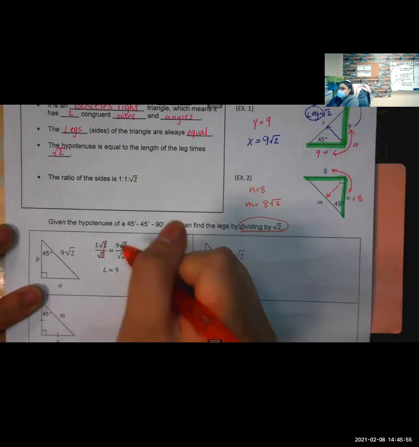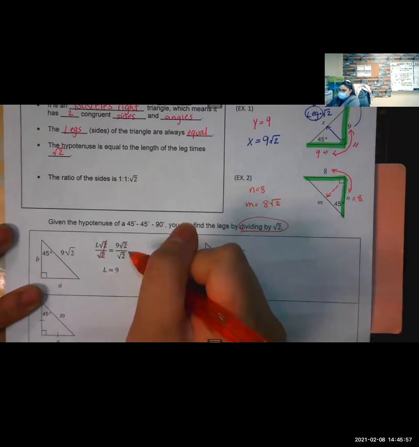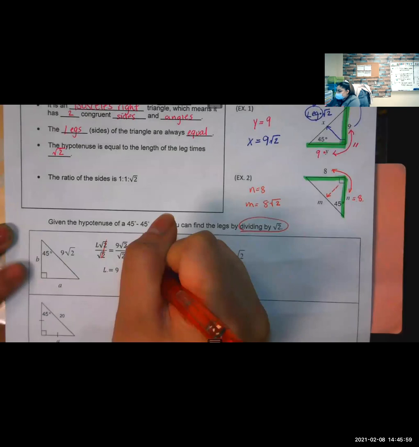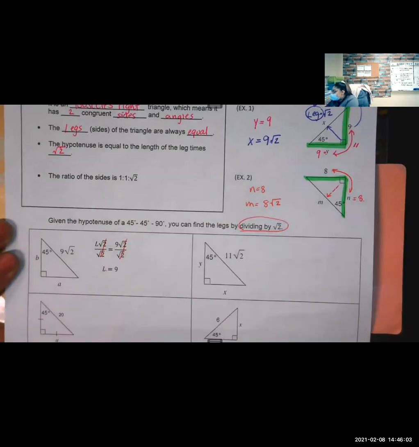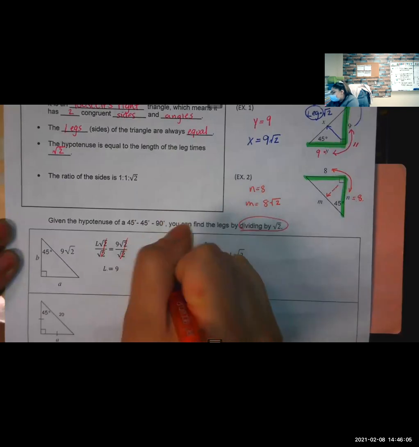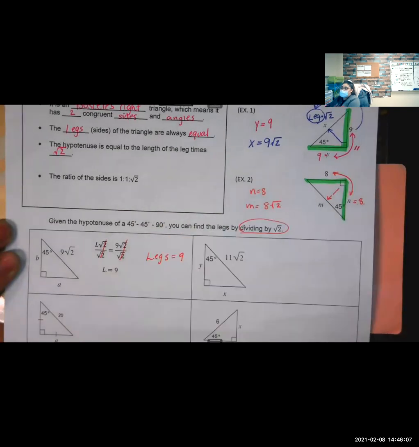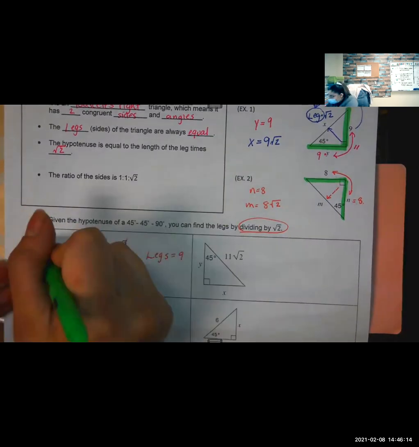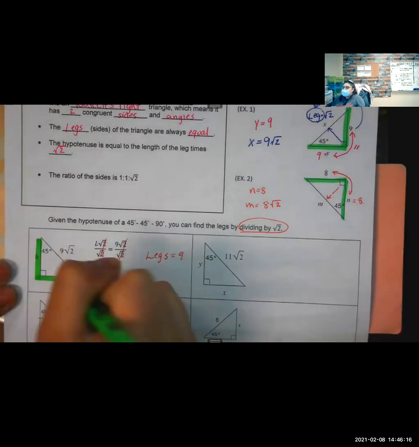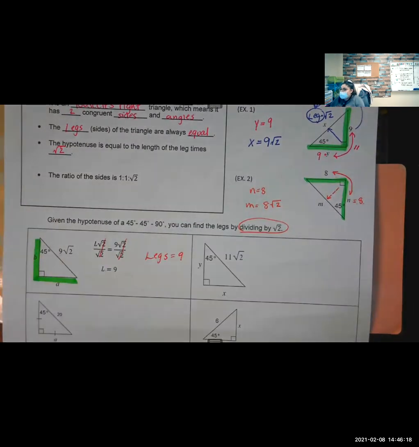On the right, 9 square root of 2 divided by the square root of 2. Again, the square root of 2's cancel, leaving us with 9. So the legs in each triangle measure 9. And again, same concept. The legs are the same. So if one leg is 9, then the other leg should also be 9.